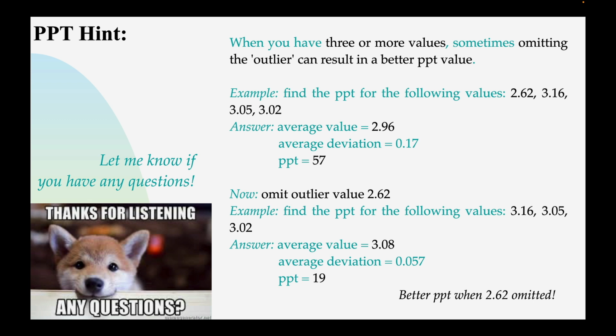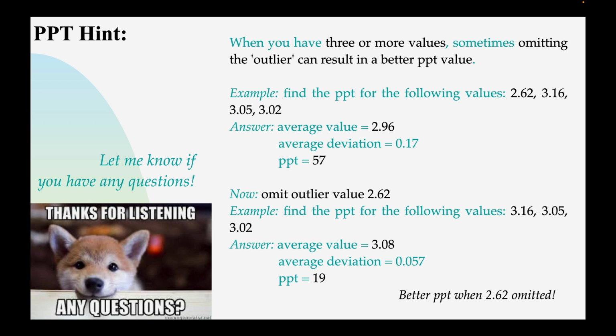And again, that 2.62 value, who knows why it's an outlier? Maybe you weren't paying attention, or maybe the equipment was weird at that time and kind of spazzed. There's a gazillion different reasons, and don't take it personally, all right? But if you have more than 2 values, you can kick one of the values out to get better parts per thousand, and you are absolutely justified in doing that.